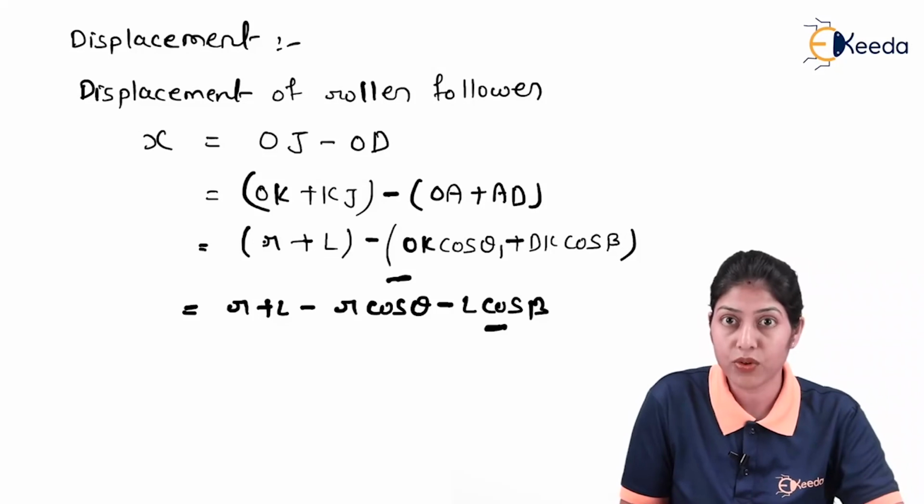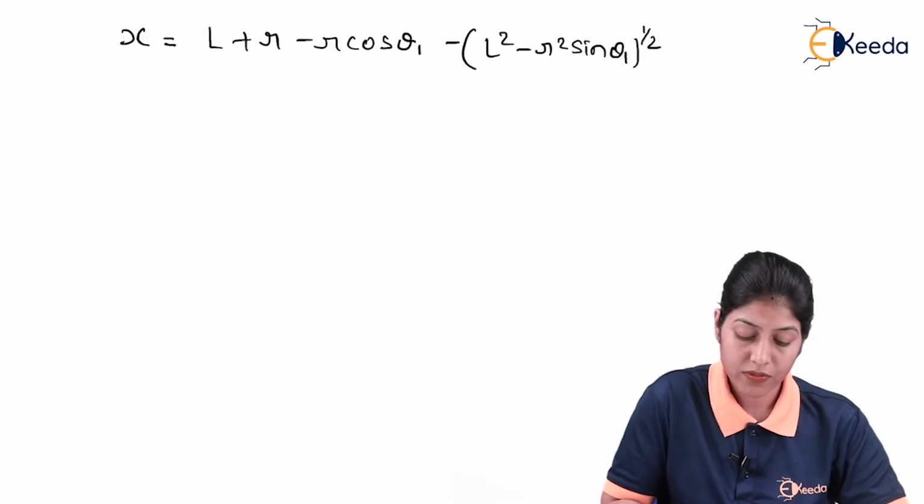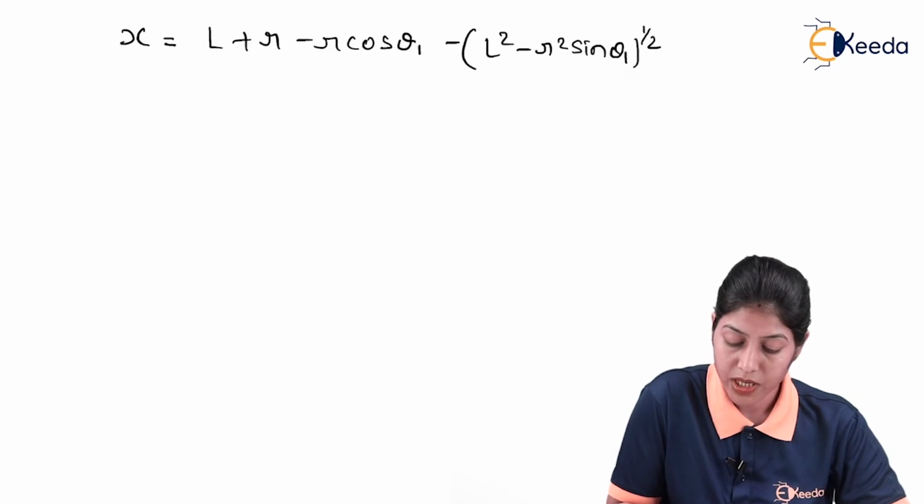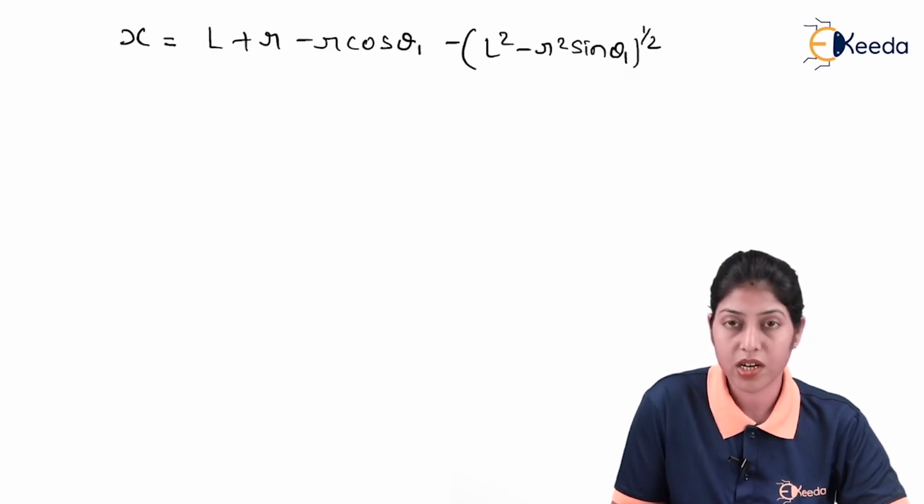the displacement equation will be, so the equation will be this: L plus R minus R cos theta 1 minus L square minus R square sine square theta 1, and this particular term will be to the power 1 by 2. So this is our displacement.